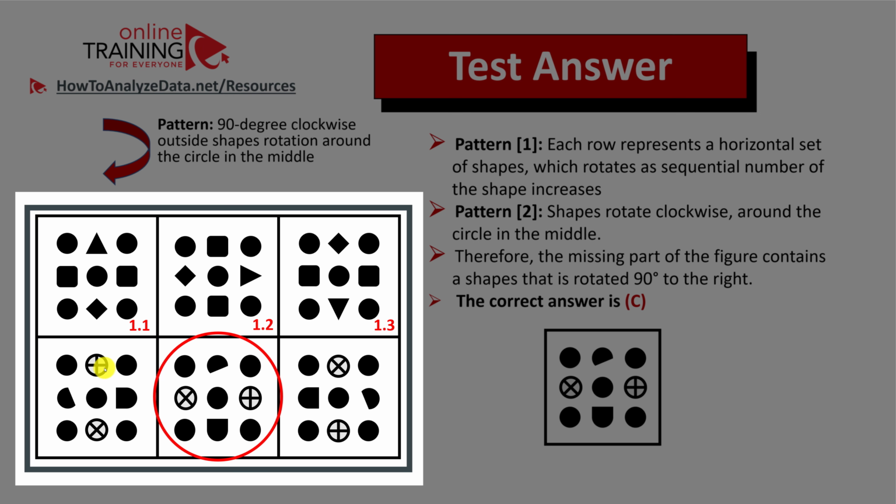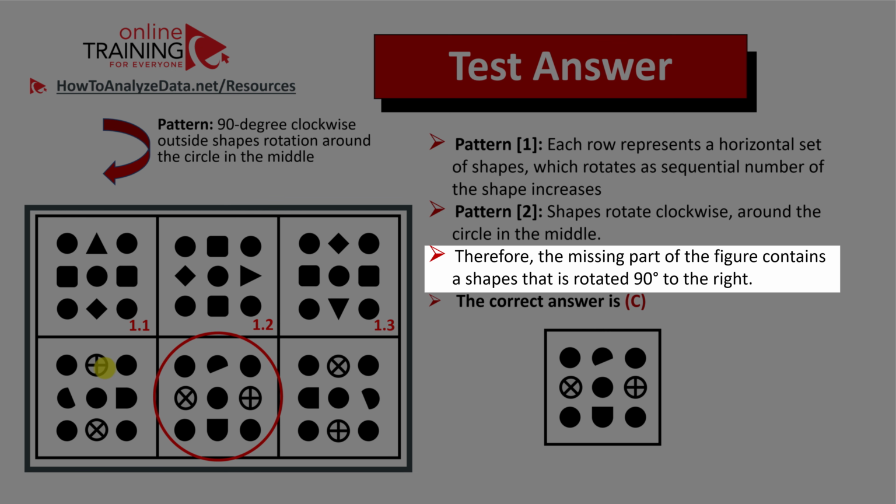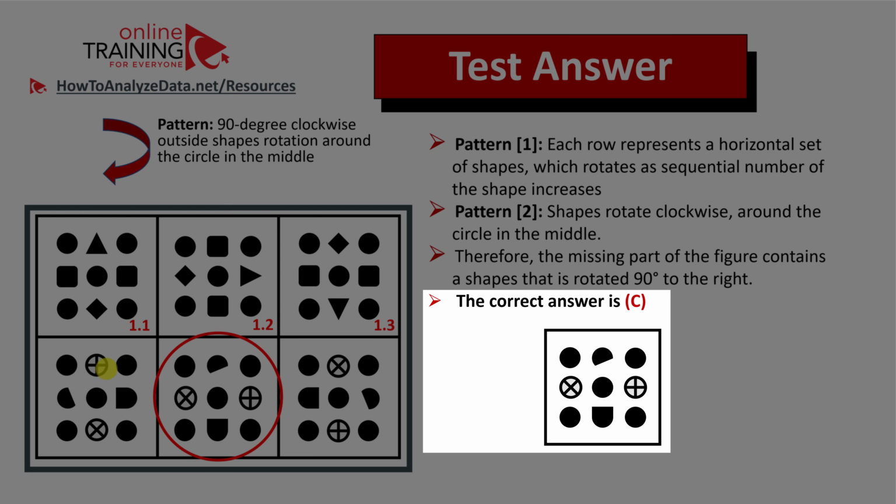A very similar pattern will exist here in the bottom row. Therefore, the missing part of the figure contains the shapes that rotate 90 degrees to the right. So the correct answer here is choice C.